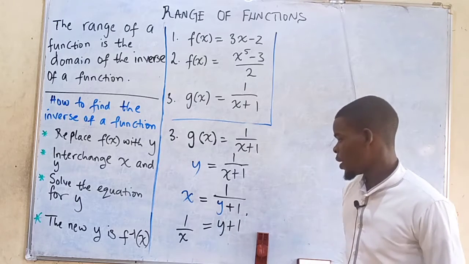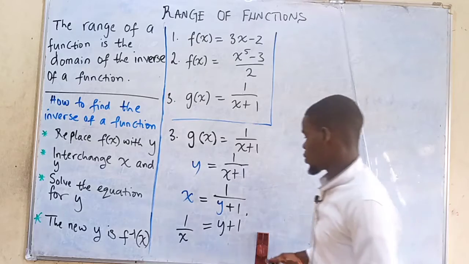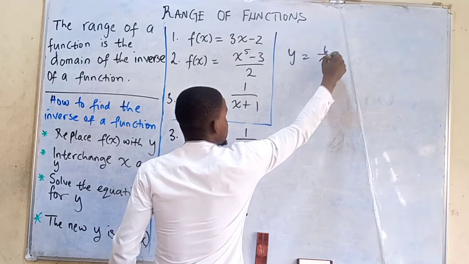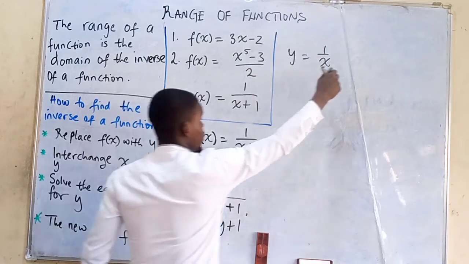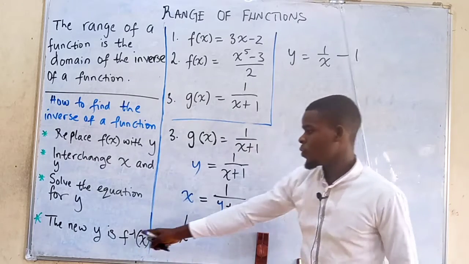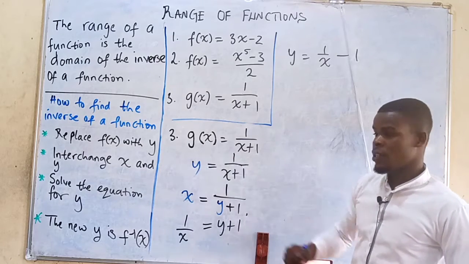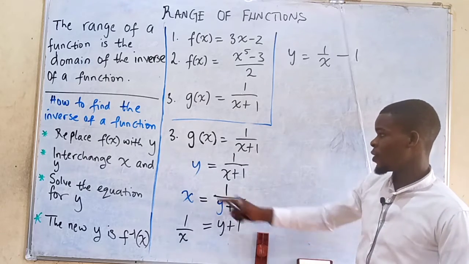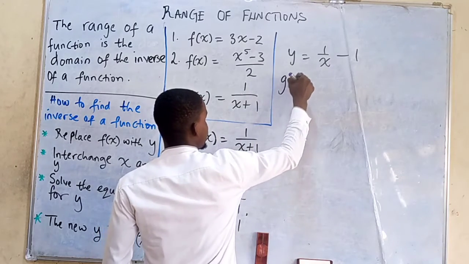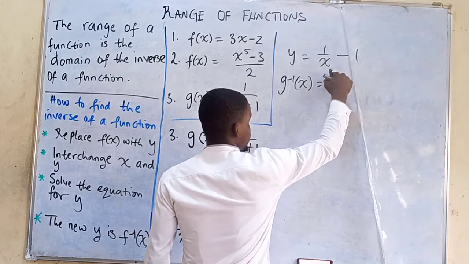Then we can subtract 1 from both sides, and that will give us y on one side of the equation. So by subtracting 1 from both sides, we have that y is 1 over x minus 1. This new y is called the f inverse, but since we are dealing with g, we call it g inverse. That is just the inverse of this function. So we got that g inverse of x is 1 over x minus 1.